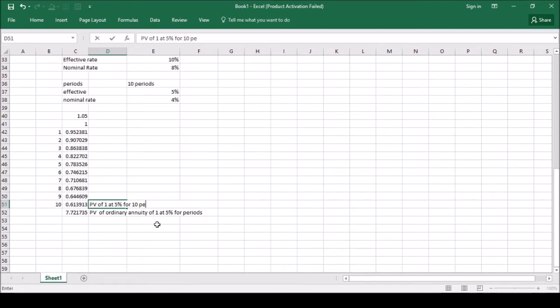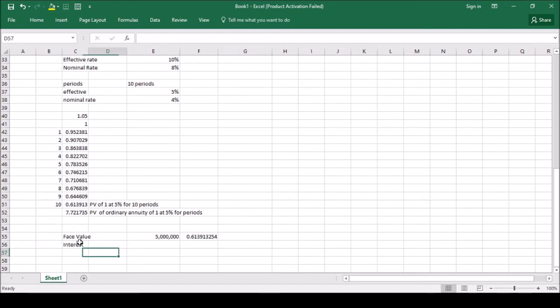This is 0.613913. And then, how much is our interest semi-annually? We have 5 million, that's the face value, multiplied by 0.04 because it is semi-annual. Where does the 0.04 come from? That is half of the nominal rate. So, that is 200,000.